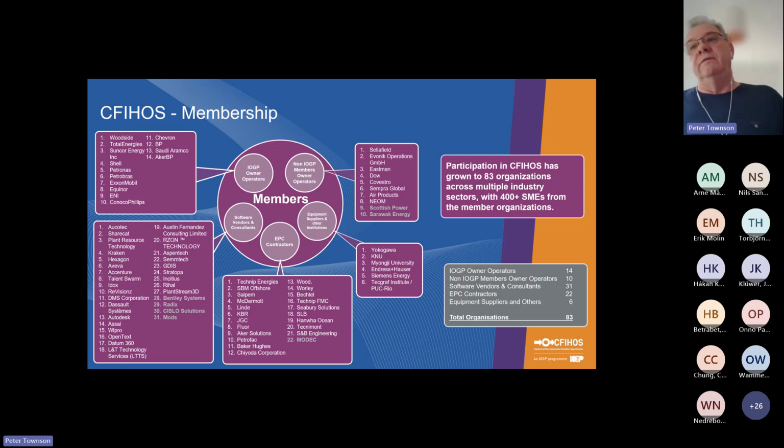So when you look at that, we've actually got 83 organizations that are actively involved in contributing to the development of CFIHOS. And from those 83 organizations, we have something like 400 plus SMEs contributing to the development. Not all of those SMEs are necessarily as actively involved as others, but there is a broad selection of subject matter experts from the organizations covering most of the supply chain there.